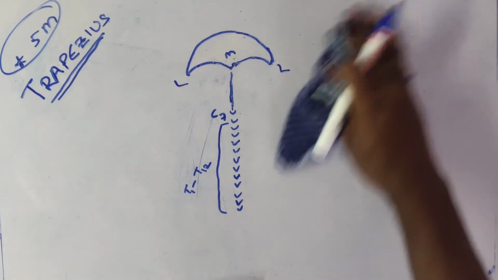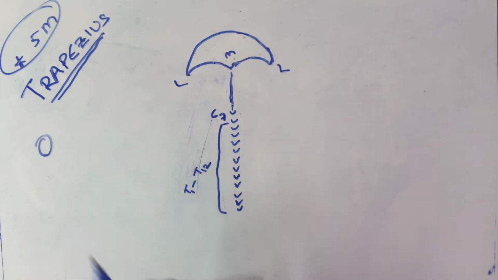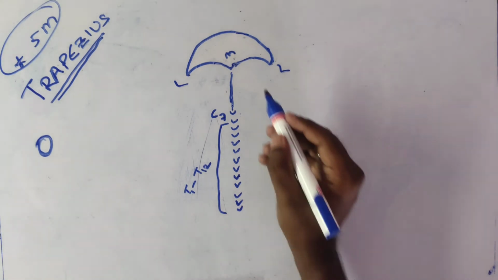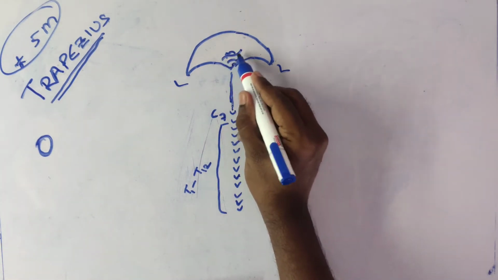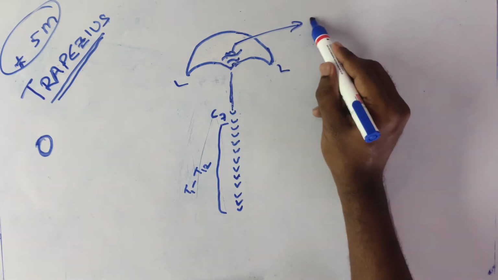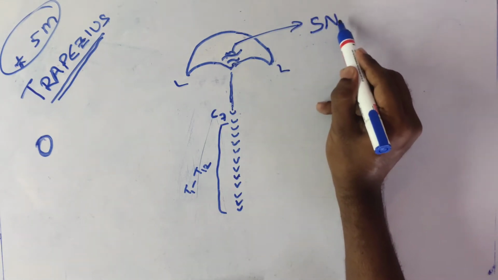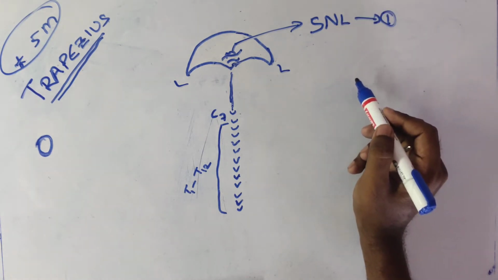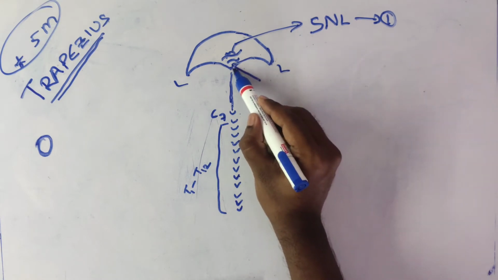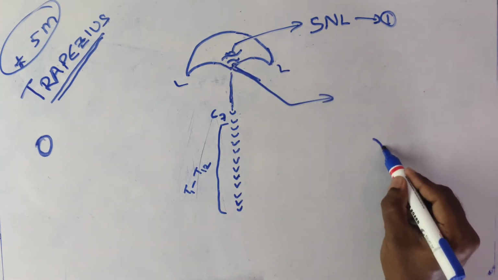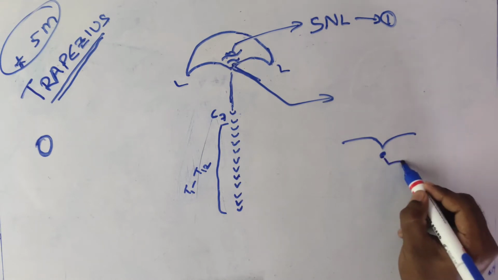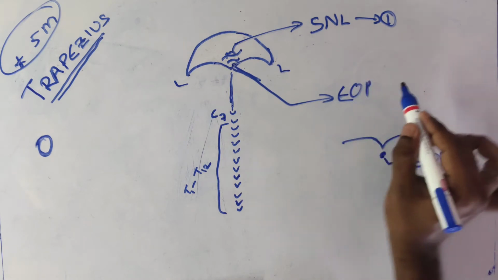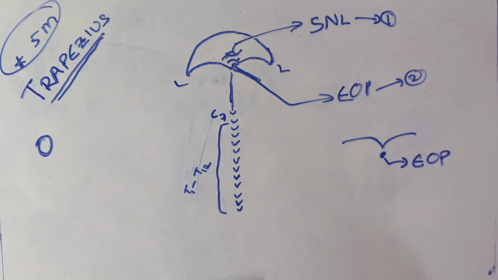Okay. Now, studying the origin of the trapezius muscle, the first point of origin takes place at the superior nuchal line. This is the first origin. And then the second origin is the external occipital protuberance. This point here is called the external occipital protuberance. It is the second point of origin.